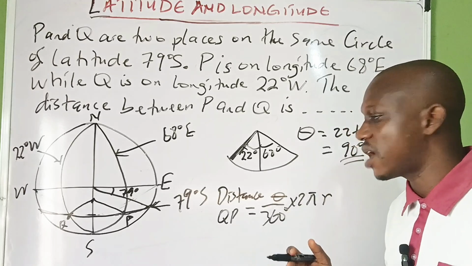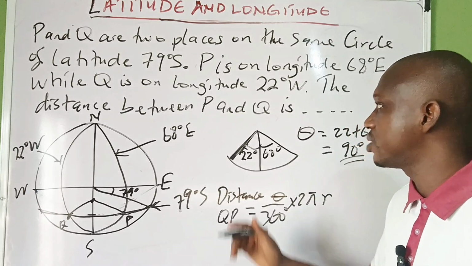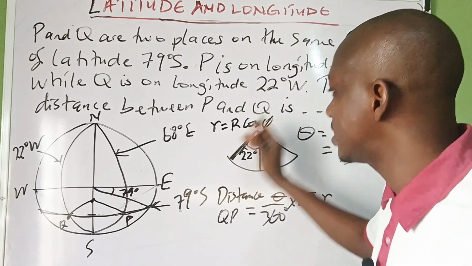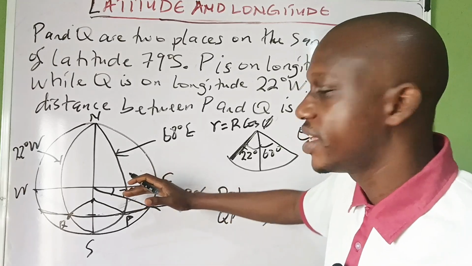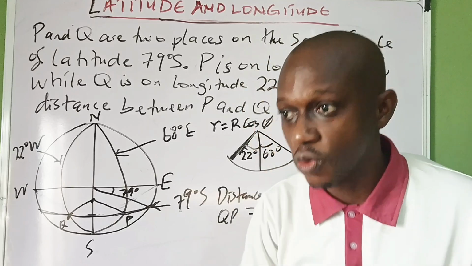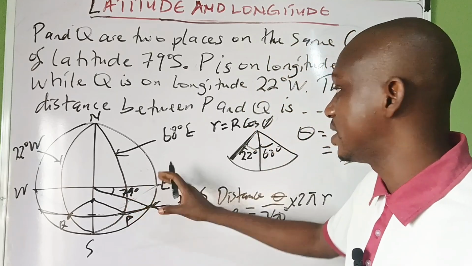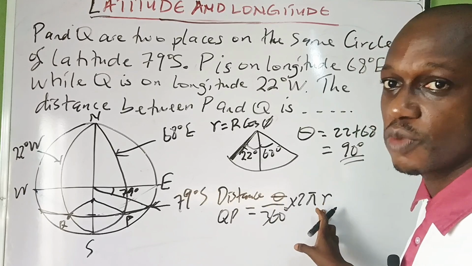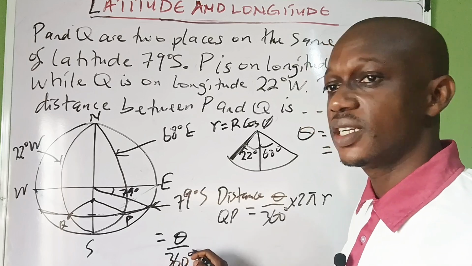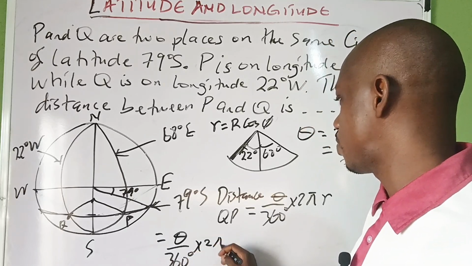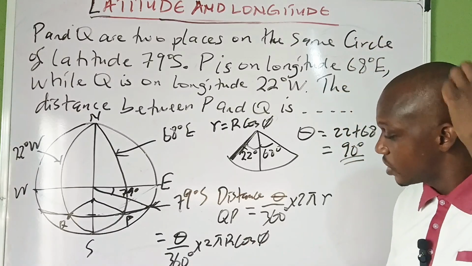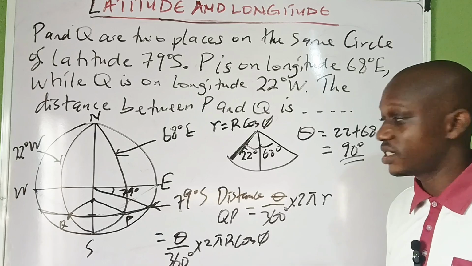But mind you, our small r also has a way we can relate it to big R. How can we do that? Our small r is equal to big R cos dagger. And this dagger is the distance of the latitude from the equator. The distance of the latitude to the equator is this dagger, which is 79 in this instance. So instead of this formula, we have to rewrite it as theta over 360 degrees multiplied by 2 pi big R cos dagger. You get that now? You substitute all the values there to get our distance, and that's all.